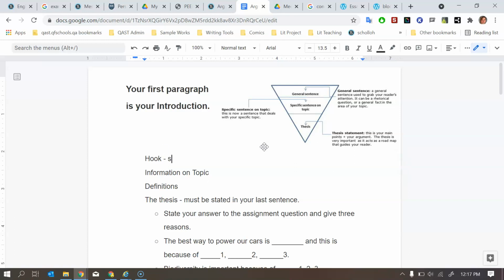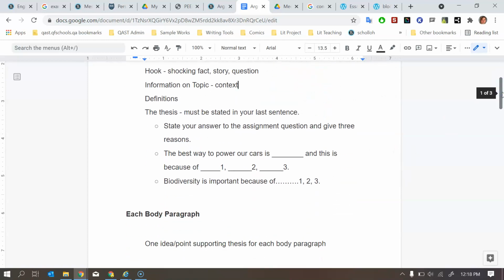It might mean a shocking fact or statistic. It could mean a story. It could mean a question, a rhetorical question. Information on the topic gives us context. And context, of course, is time, place, situation, just stuff that your reader might need to know to understand what's happening. Definitions are a good way to help introduce your reader to the topic. So if you're talking about biodiversity or CO2, energy efficiency or different types of aquaculture, those might need definitions. Your audience might not know precisely what that is.